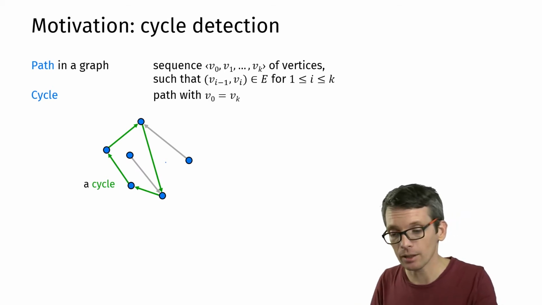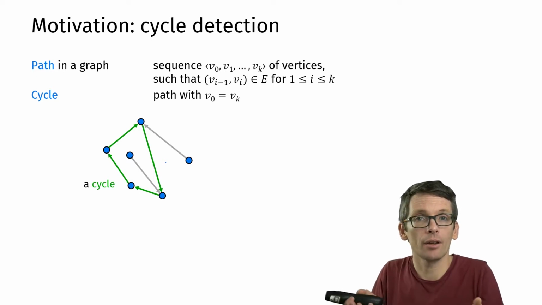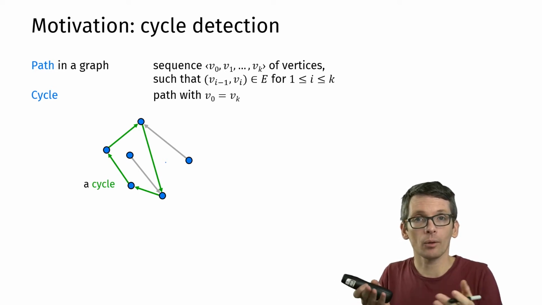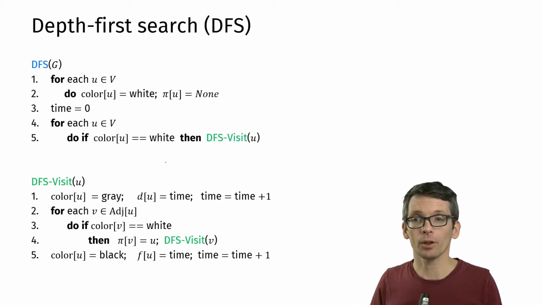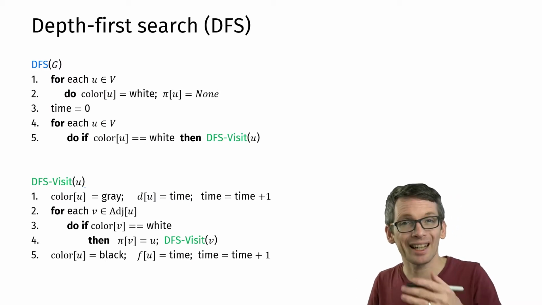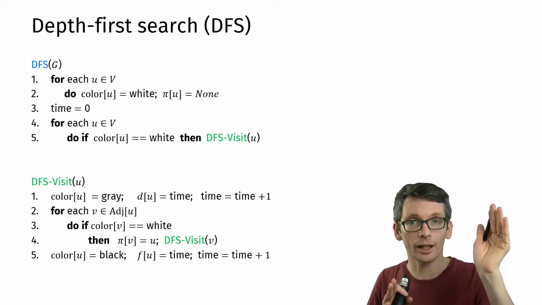So a cycle is a closed path in a graph. And if we want to know whether our graph has a cycle, then we can use depth-first search to find it. So what is depth-first search? Many of the concepts here are the same as for breadth-first search. So if you haven't seen the video on breadth-first search yet, I would recommend watching it now.